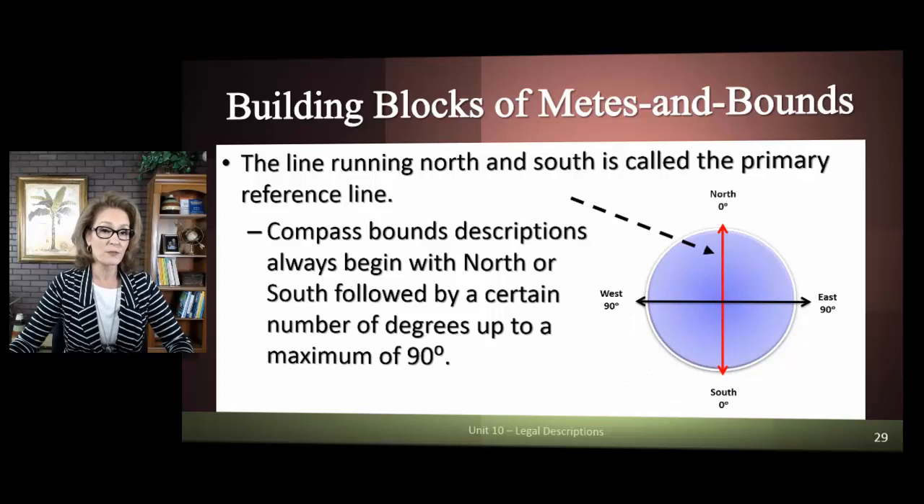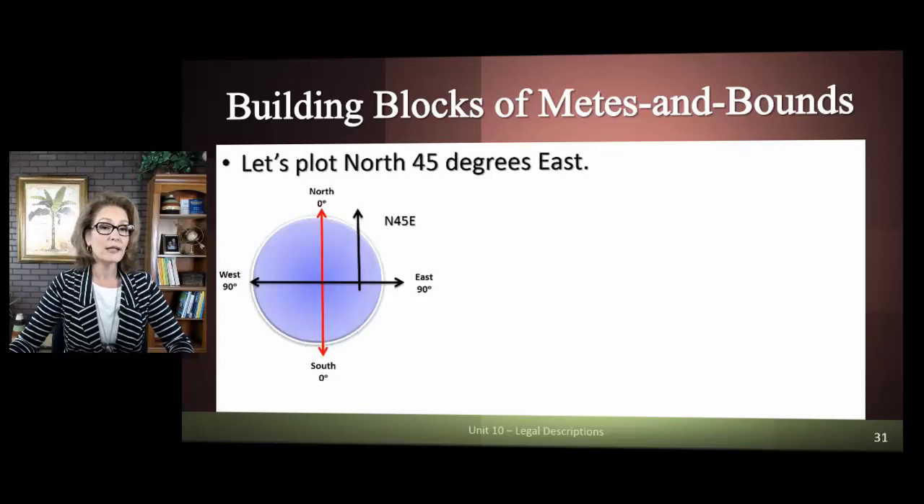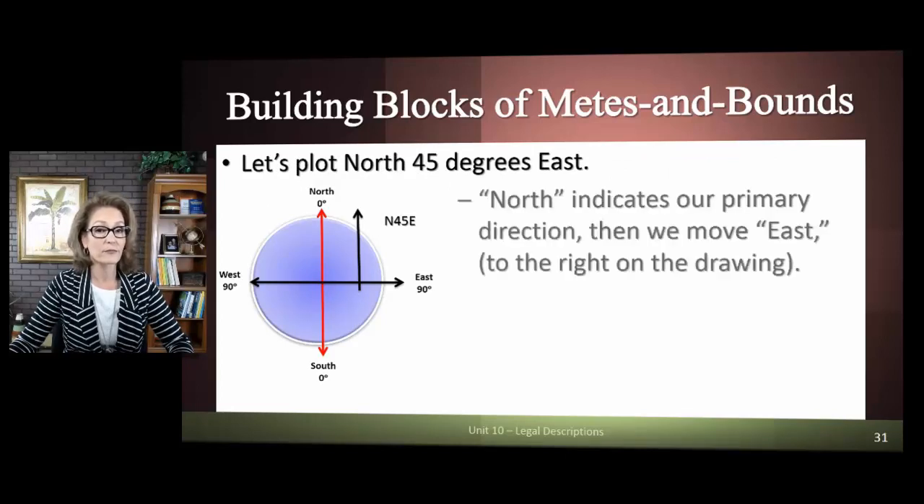Compass bounds descriptions always begin with north or south, followed by a certain number of degrees up to a maximum of 90 degrees. The direction following the number of degrees indicates whether the direction is east or west of due north or south. Let's plot north 45 degrees east. North indicates our primary direction. Then we move east to the right of the drawing.